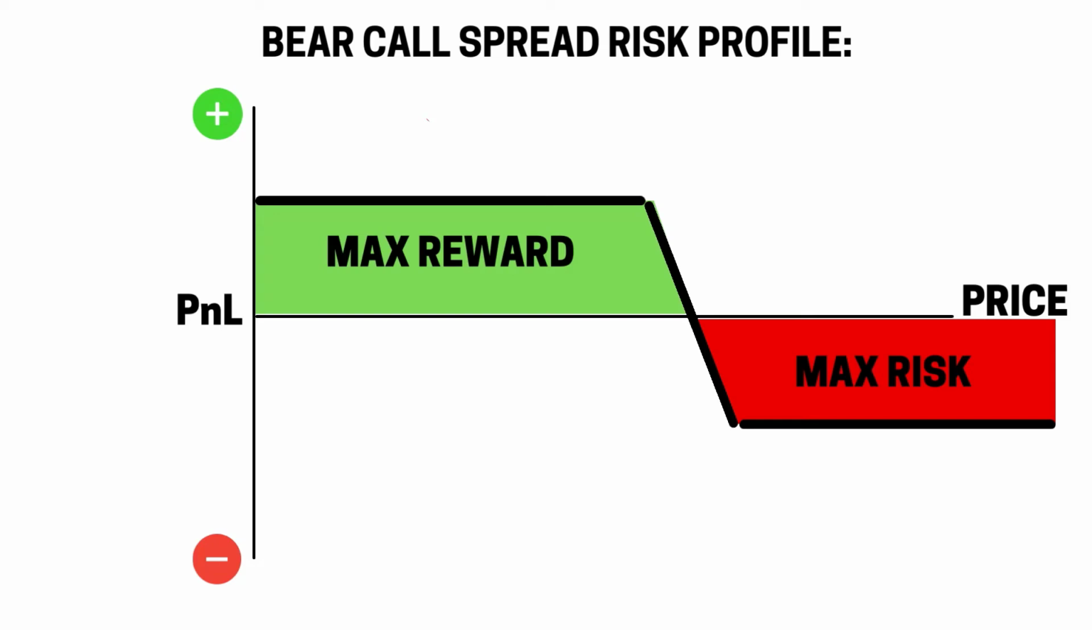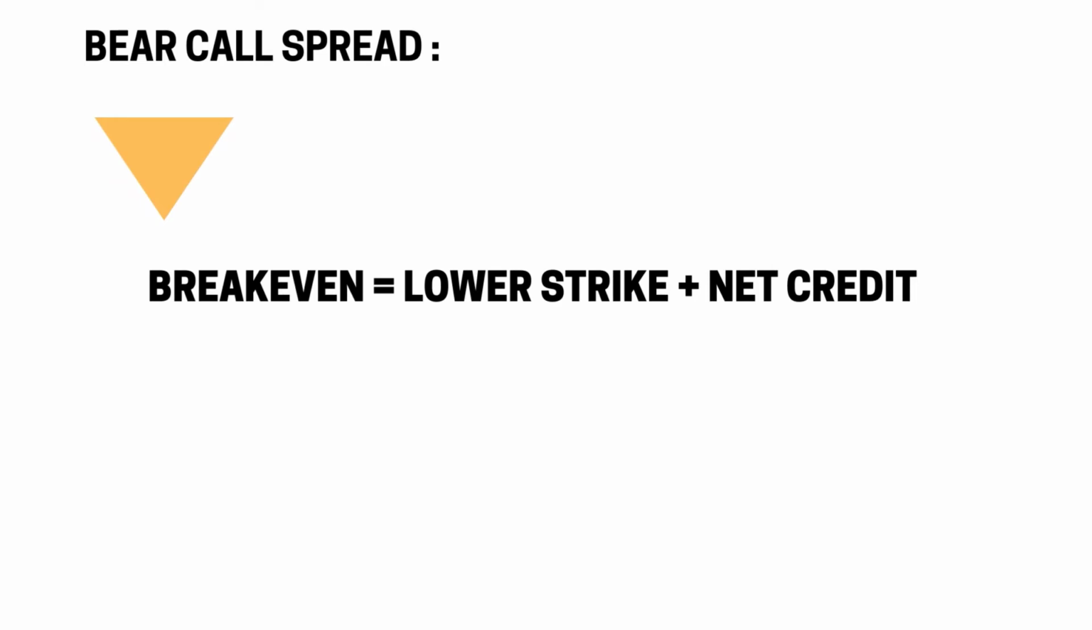And where do we break even? Well, the break even level is the lower strike plus the net credit. It's as simple as that, but that looks like this on the payoff profile chart.